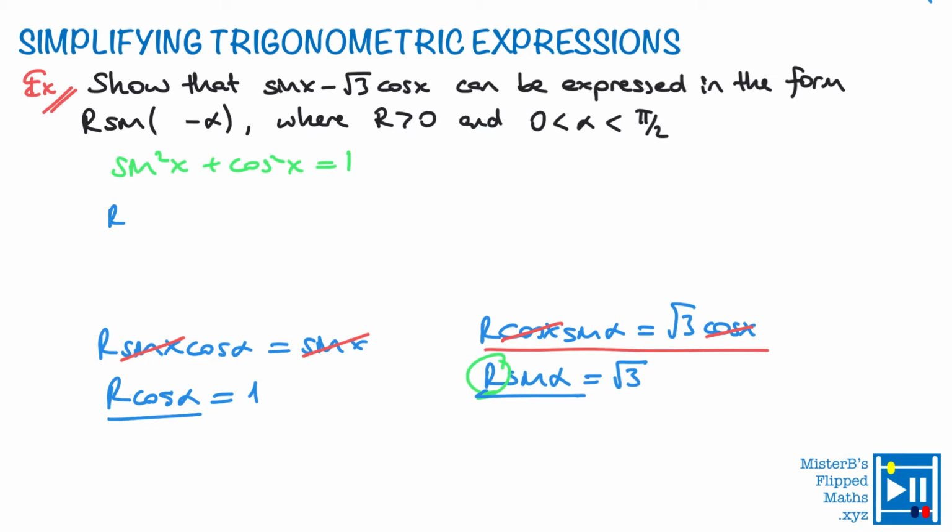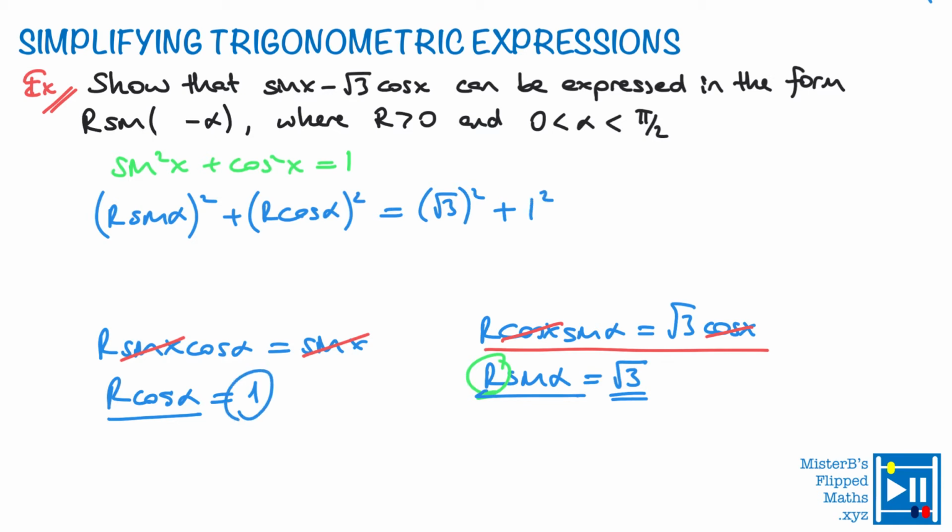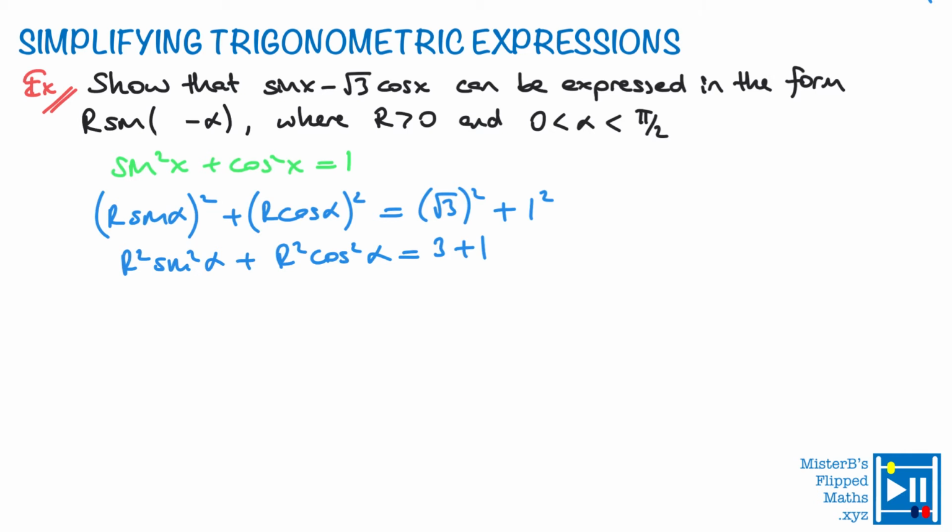So I'll write r times sine alpha squared plus r times cosine alpha squared equals, well, r times sine alpha is root 3. So I'm going to write root 3 squared plus r times cosine alpha is 1. So it's going to be 1 squared. Now it's going to be r squared sine squared alpha plus r squared cosine squared alpha. Well, root 3 squared is 3, 1 squared is 1. And on the left-hand side, if I take r squared into brackets, it's going to be sine squared alpha plus cosine squared alpha equals 4.